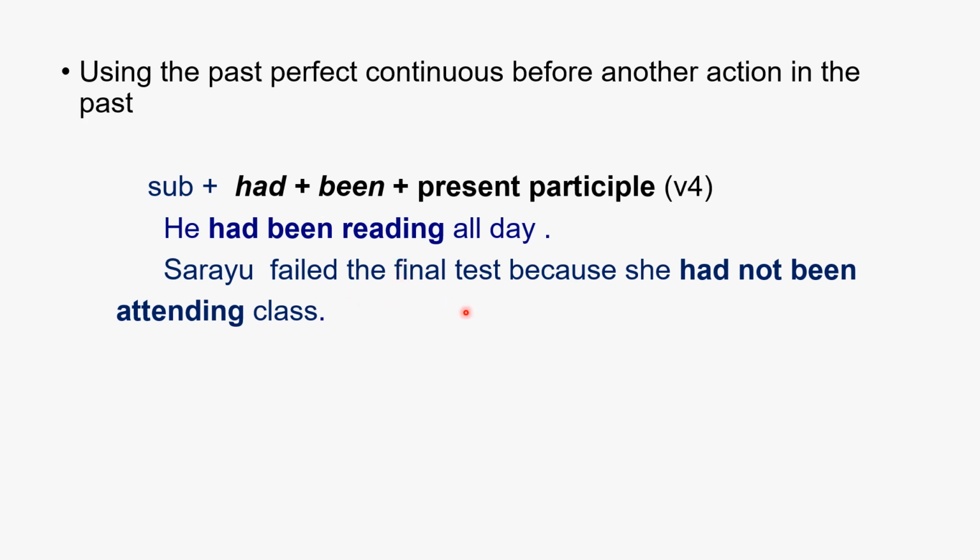Look here. This is the negative sentence of the past perfect continuous tense. Sarayu failed the final test because she had not been attending the class. Look here. We insert not between the helping verb and the main verb. The main verb is in V fourth form. We insert not between the two forms, that is, the helping verb and the main verb. This is the negative sentence.